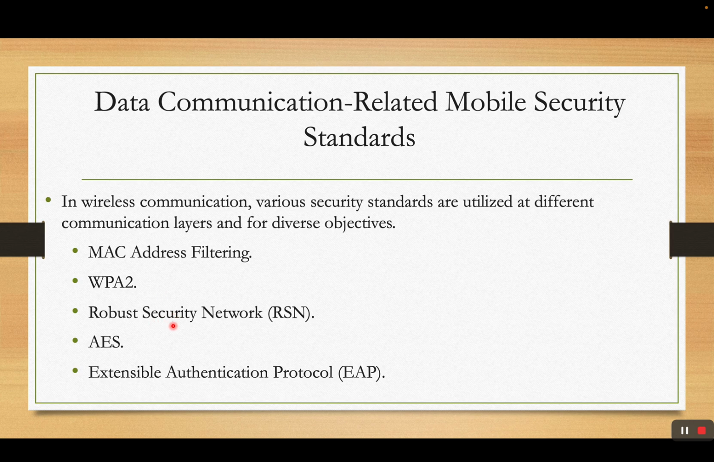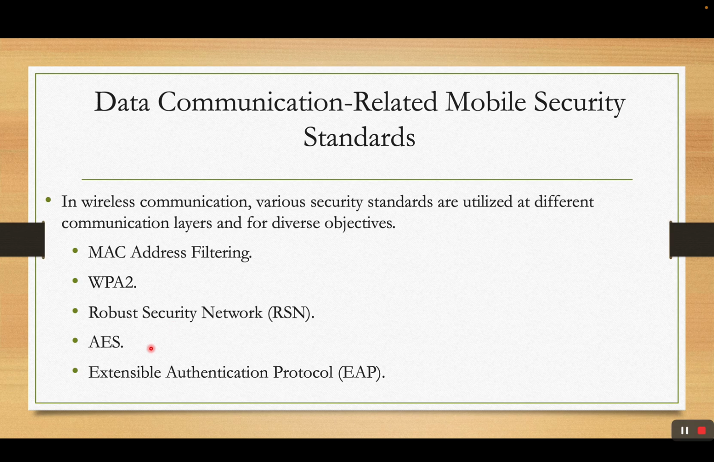The third one is the Robust Security Network, RSN. This is a communication protocol for establishing a secure pairing or association between two wireless-enabled network devices. The RSN includes several components, including the use of AES encryption, a more secure key exchange process, and a mechanism for verifying the integrity of transmitted data. Additionally, RSN provides stronger protection against attacks, such as brute force and dictionary attacks, making it more difficult for hackers to crack the encryption key used to secure the wireless network.